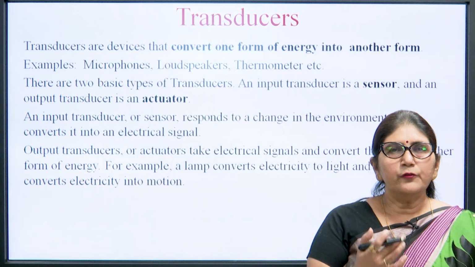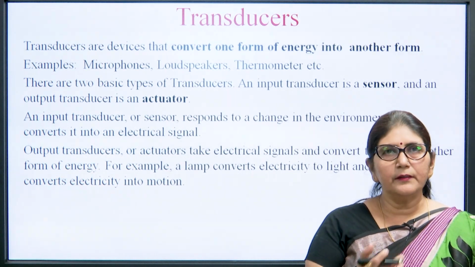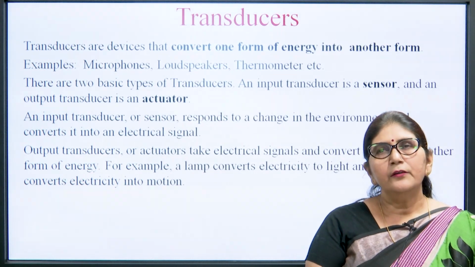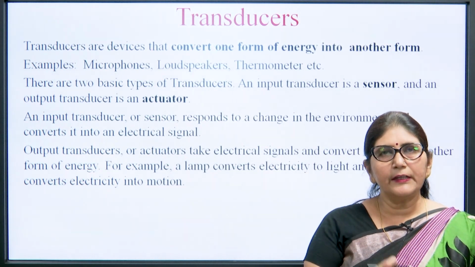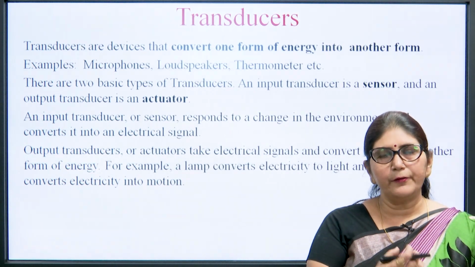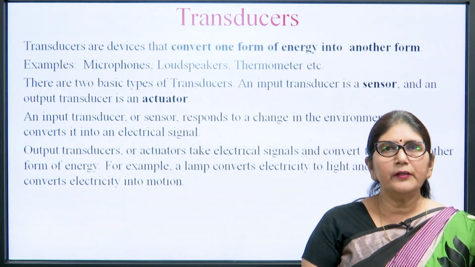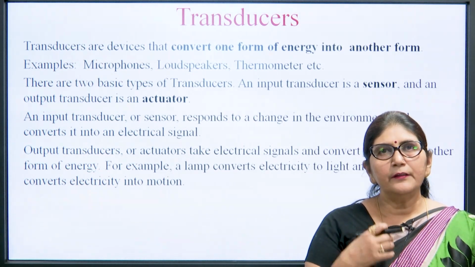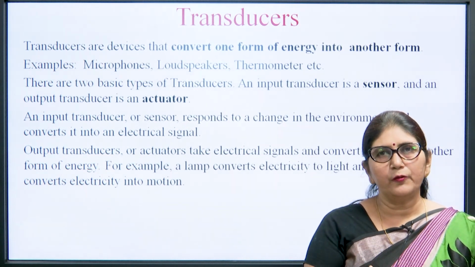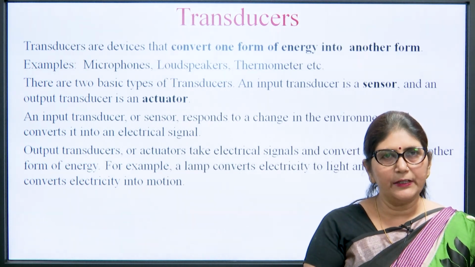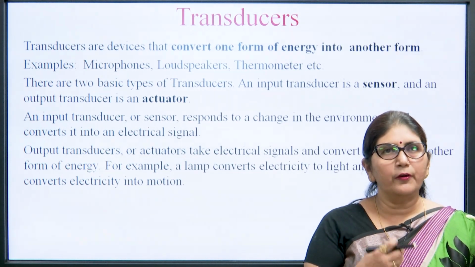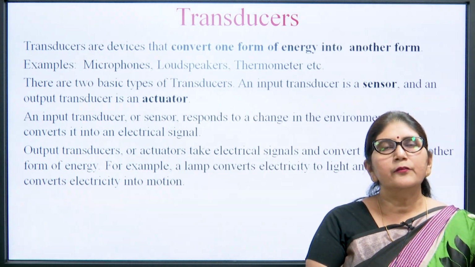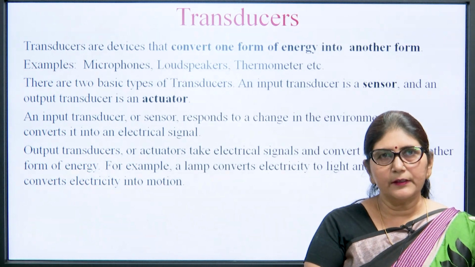There are two basic parts in a transducer. One is the sensor and the other is the actuator. The sensor senses the signal, any form of physical phenomenon, and converts it into an electrical signal. Sensors respond to the physical phenomena or the environment in which they are placed, and the quantity we want to measure using them, and convert it into an electrical signal.